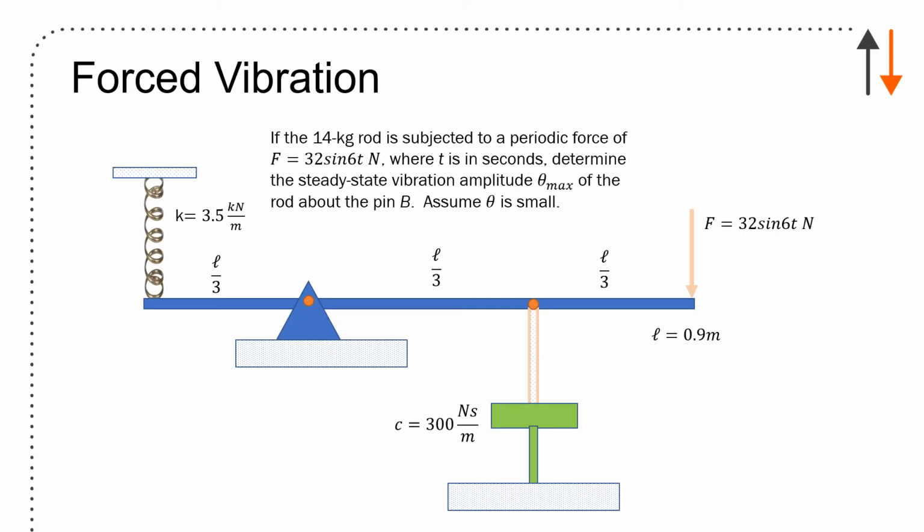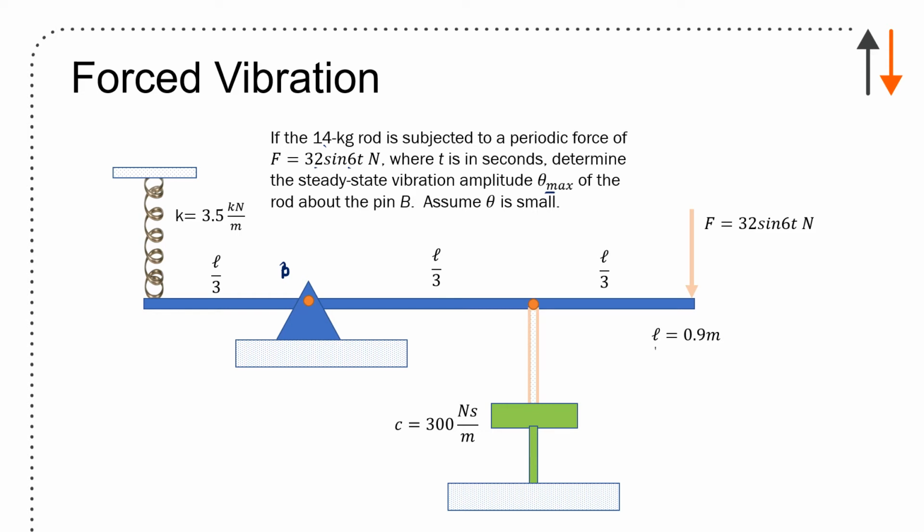Let's go to a more complex case. This is forced vibration, and I've again done a case where I've got a 14 kilogram rod subjected to a periodic force of 32 sine 6t newtons, t in seconds. Determine the steady state amplitude max of the rod about point B, which is right here. Assume theta is small.